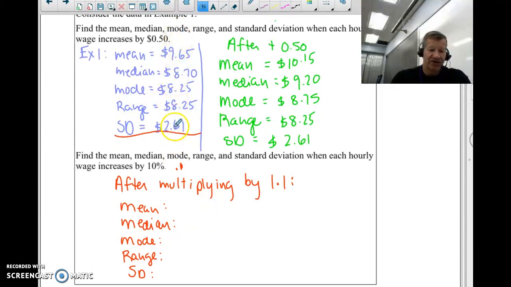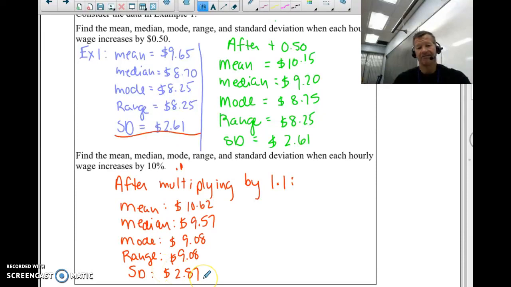So again, the easiest way to do this is take the old values and multiply all of them by 1.1. And this time they'll all change, not just the mean, median, and mode. So multiplying them all by 1.1, 965 by 1.1 will give us 1062. Multiplying the median, that'll give us $9.57. If we multiply the mode, that will give us $9.08. And of course, then the range will also be $9.08, just they were both $8.25 before. And the standard deviation will go up to $2.87. So the values will be $2.87 away from the mean about.